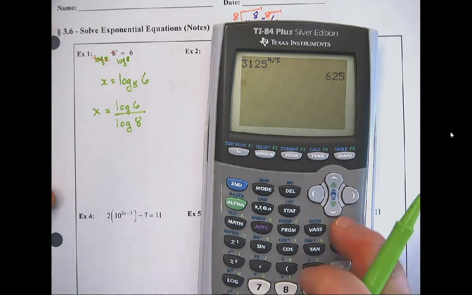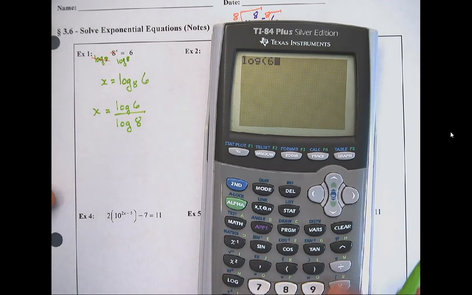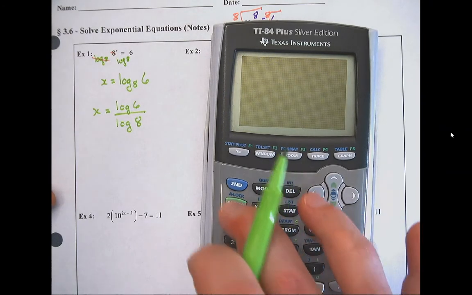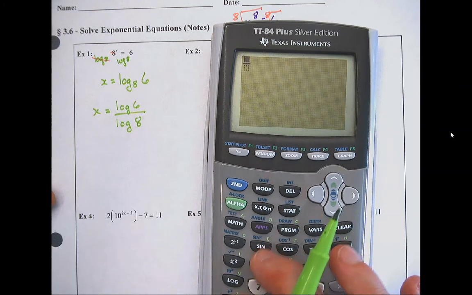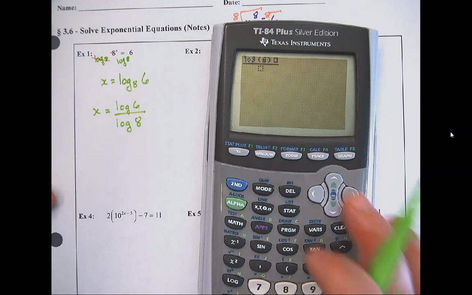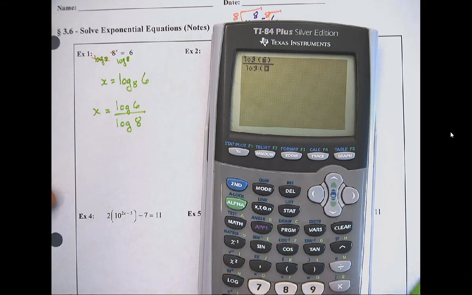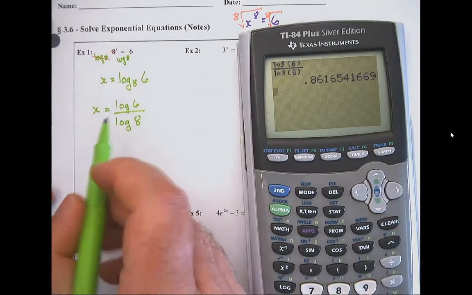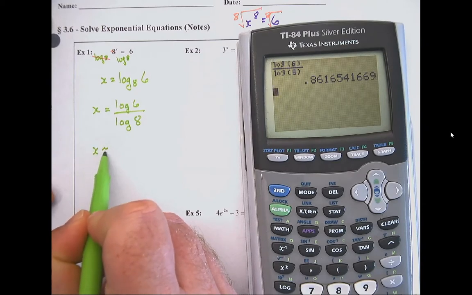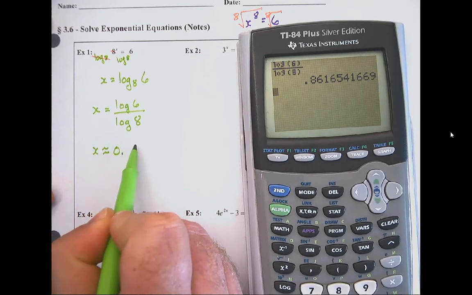So log of 6, actually I'm going to do this fancy. Log of 6, close it, over log of 8, close it. And we get this decimal. X is approximately 0.86.